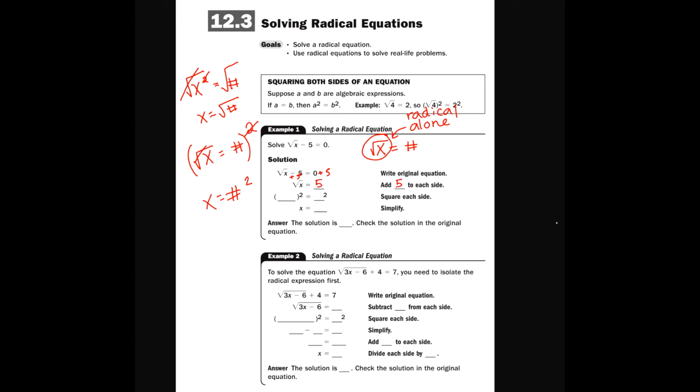Now, to get rid of the radical, I can square both sides. So I can square radical x, and I can square 5. A radical and a square cancel out, so I just have x, and I have x equals 25. And you can check by plugging that in. Our original equation was radical x, so radical 25, minus 5 equals 0. Radical 25 is 5, so 5 minus 5 equals 0. And it does check out for us.